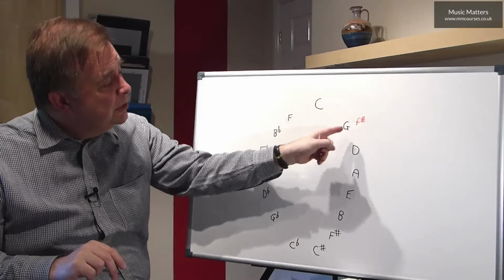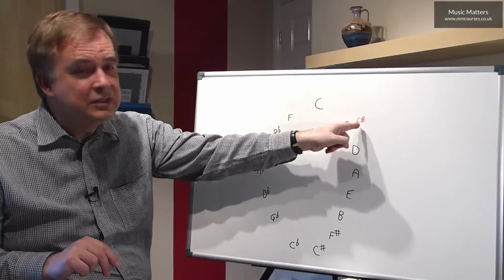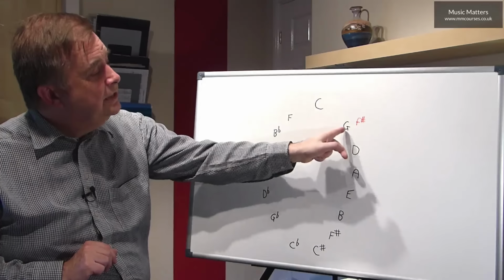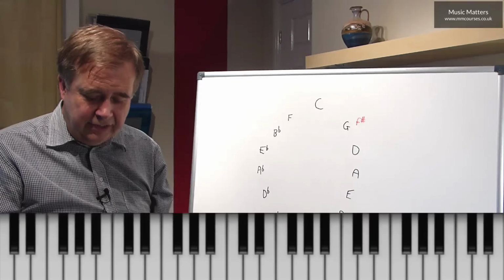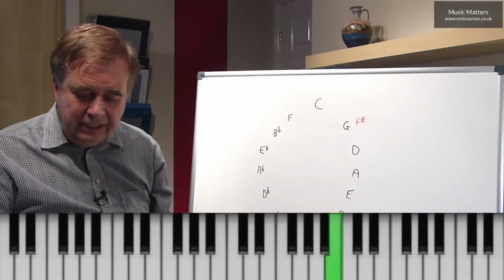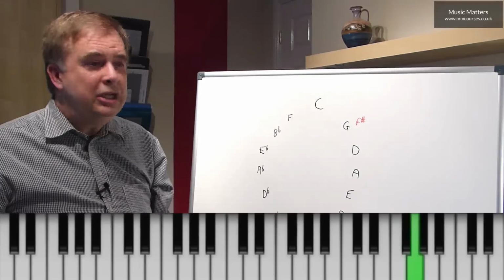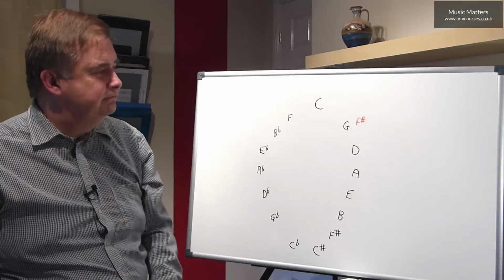So you only have to go 1 back from this key to find that the 7th degree of the scale is F sharp. So that tells us that in the scale of G major, you have to play an F sharp. Let's just try that. G, A, B, C, D, E, F sharp, G. And that puts all our tones and semitones in the right place.